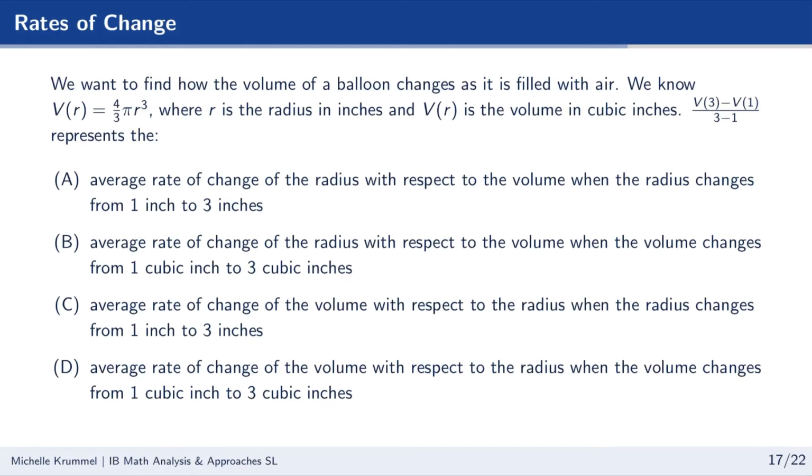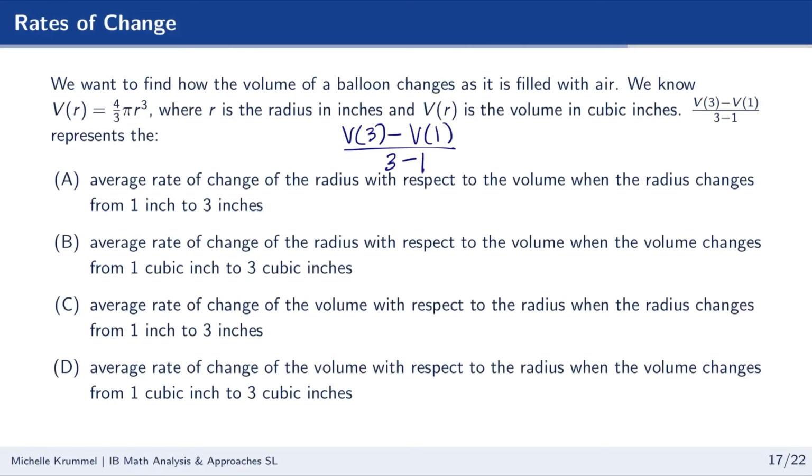We want to find how the volume of a balloon changes as it's filled with air. We know the equation V of r equals 4/3 pi r cubed, where r is the radius in inches and V is the volume in cubic inches. Then what does V of 3 minus V of 1 over 3 minus 1 represent? So let me write it here in the middle again. V of 3 minus V of 1 over 3 minus 1.